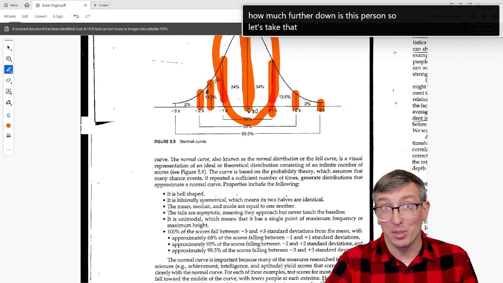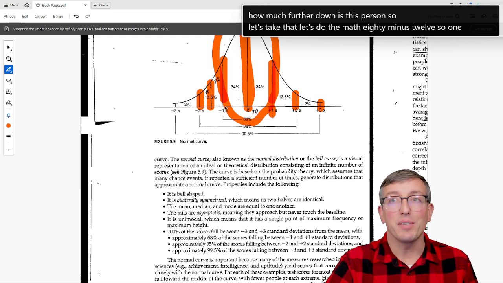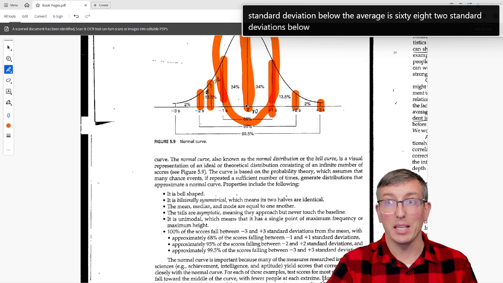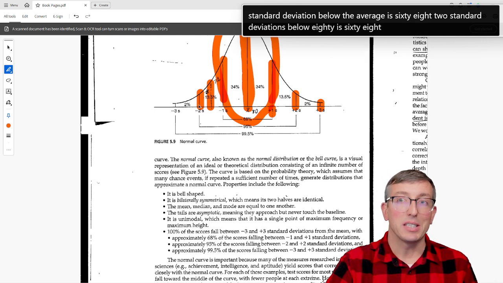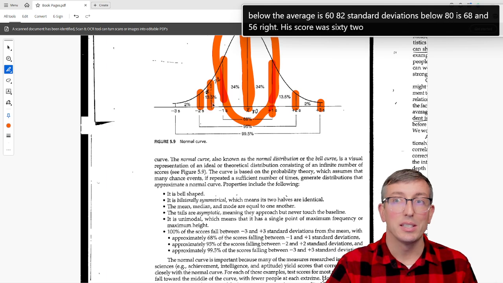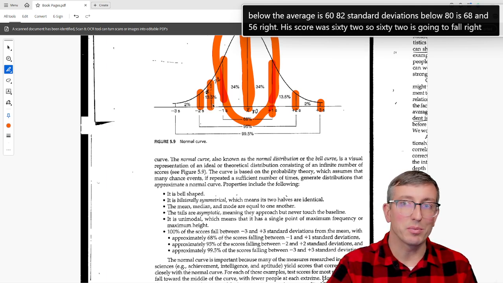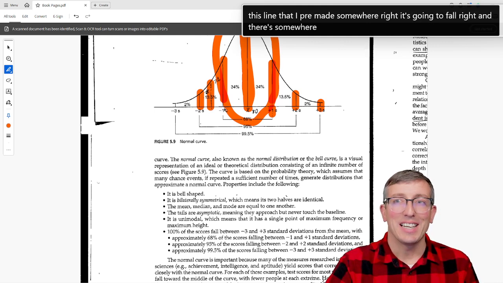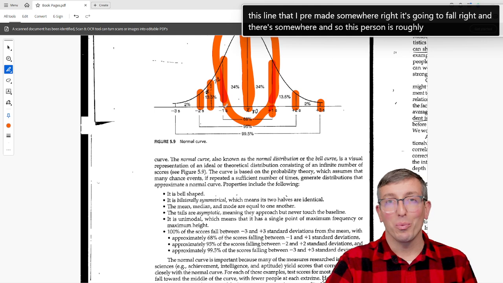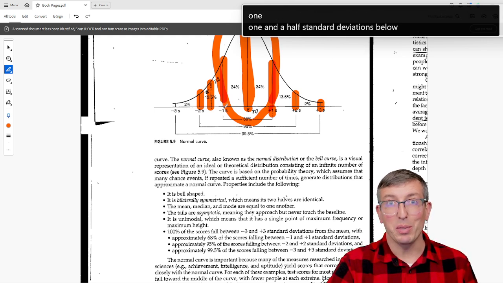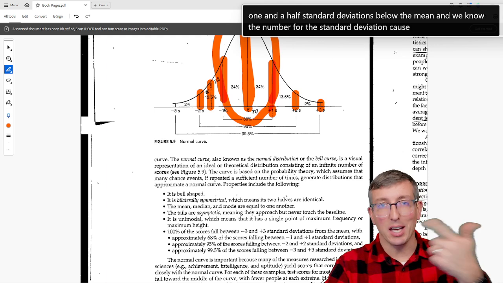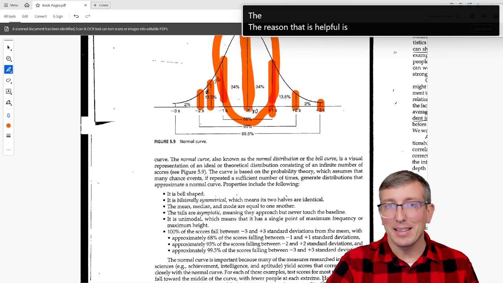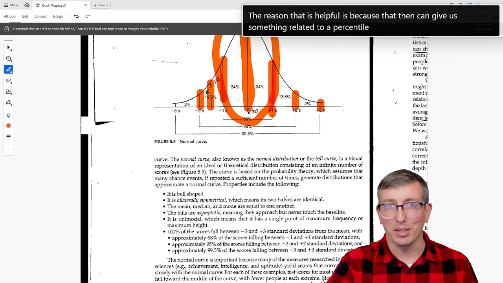So let's do the math. 80 minus 12, so 1 standard deviation below the average is 68. 2 standard deviations below 80 is 56, right? His score was 62. So 62 is going to fall right on this line that I pre-made somewhere, right? It's going to fall right in there somewhere. And so this person is roughly 1.5 standard deviations below the mean. And we know the number for the standard deviation because we could calculate it based on the equations that we used. The reason that is helpful is because that then can give us something related to a percentile score, okay?